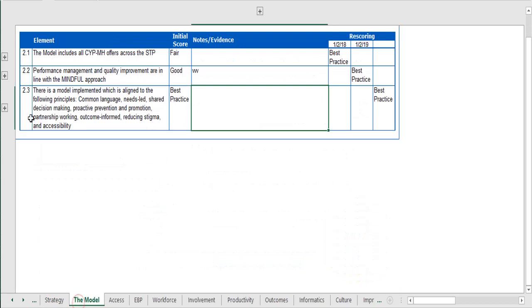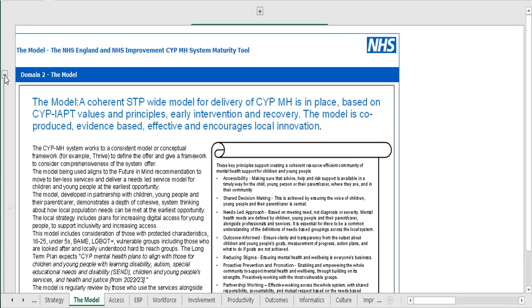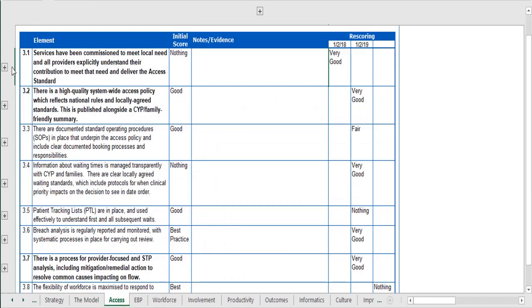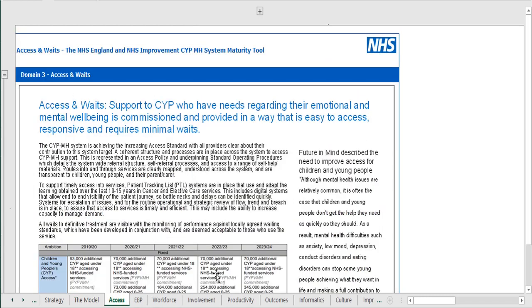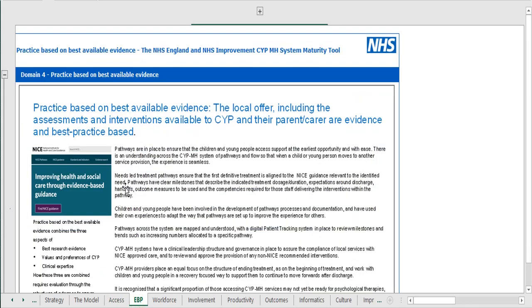So each one of our domains in here equally has this area set up. So there's the one for the model around access. What you'll see in there is that one is connected to the increasing offer that we're expecting to see around children's mental health services. Around evidence-based practice, there's obviously quite a large focus on NICE and the way that's set up, but really it is thinking about practice based on best available evidence, which is the combination of research, values and clinical expertise.